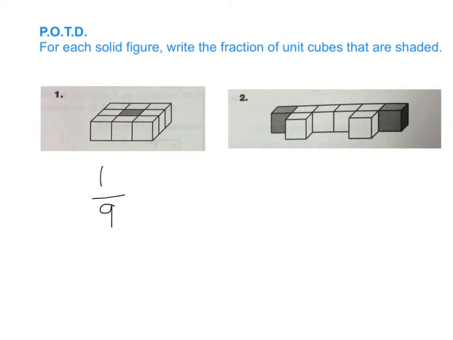Okay. What about the second solid figure? How many unit cubes are there all together? Adriana? 8. Yep. So that means 8 is the total number. And how many of those 8 are shaded, Soham? 2. So 2/8 of the cubes are shaded. Can we simplify that fraction? Yes. Daniel? 1/4. So we can say 1/4 of those unit cubes are shaded.